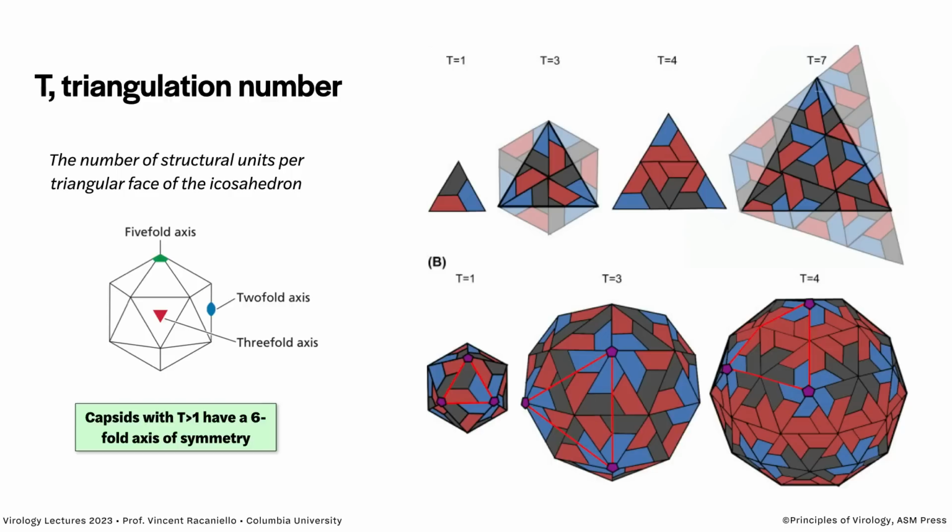Same with T equals 7. 7 structural units form the face, and so on. You can keep increasing the T number to very high numbers. So that's what the T number is, the number of structural units per triangular face. And the fact that the structural units increase as we increase the T number reflects the fact that the virus particle is getting bigger by adding subunits to each triangular face in the form of additional structural units.